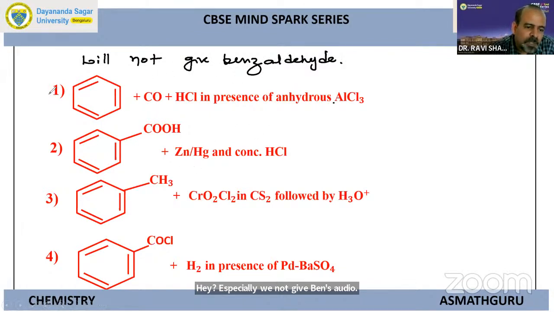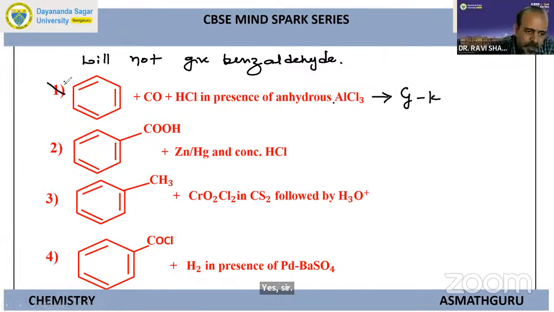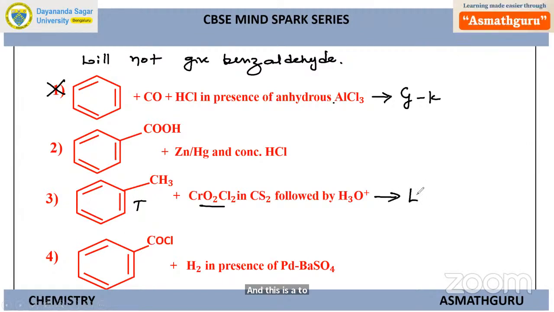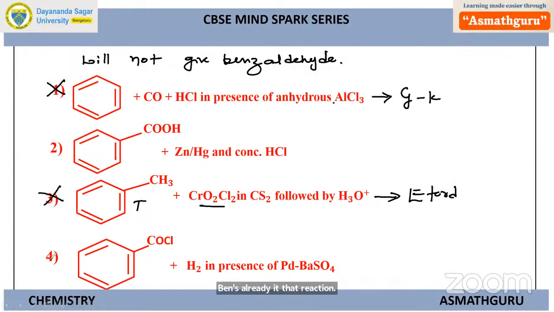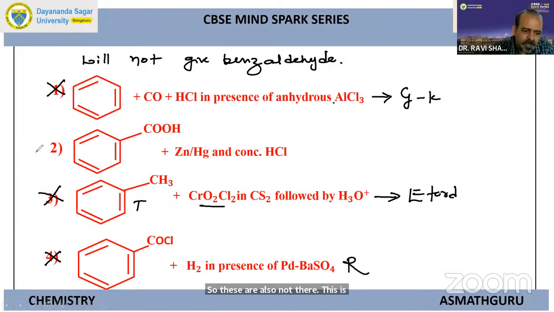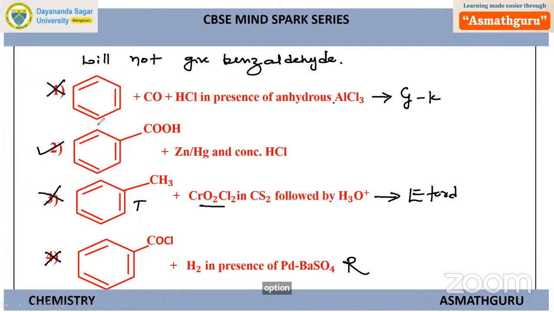You know that the first one is a Gattermann-Koch reaction. So it gives aldehyde, so this cannot be the option. And this is toluene reacting with chromyl chloride, the Etard reaction, to give benzaldehyde. So this is also not the option. This is the Rosenmund reduction, so this is not the option. What is the option then? Second. Very good, very good.